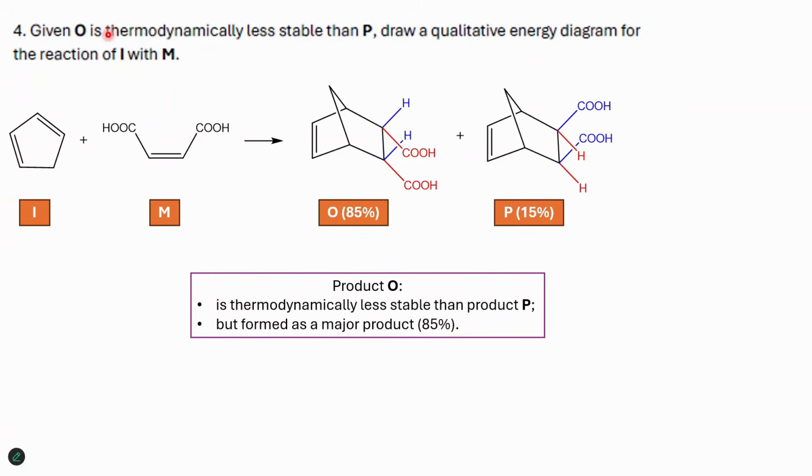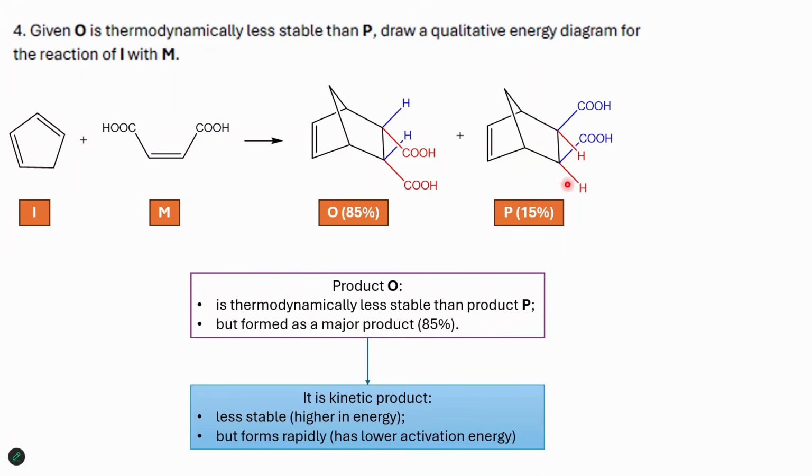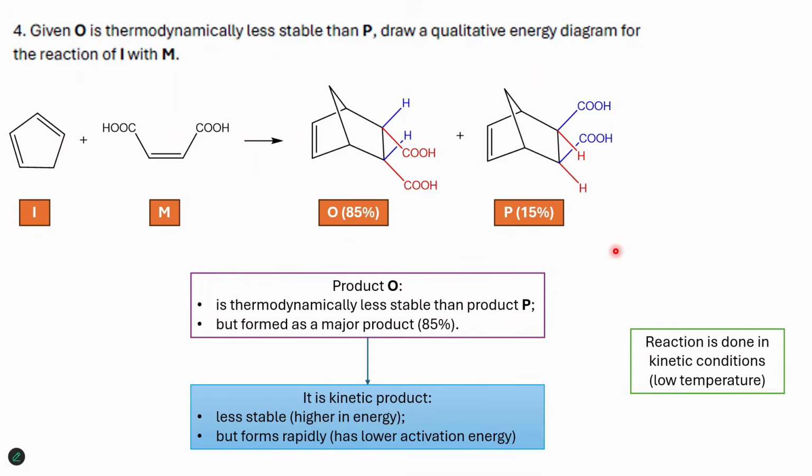And they told us that O is thermodynamically less stable. This is a given fact, but O is 85%. How is this possible? If O is less stable than product P from a thermodynamics perspective, then why are we not getting P as our major product, right? Why is O predominating in the reaction product mixture? The reason is that it's a kinetic product, and we are conducting the reaction under kinetic conditions, low temperature, 20 degrees, right? So yes, it is thermodynamically less stable, but it forms faster. So that's why it's the kinetic product.